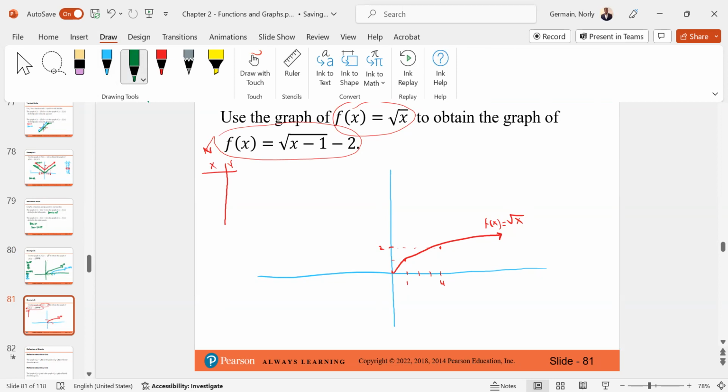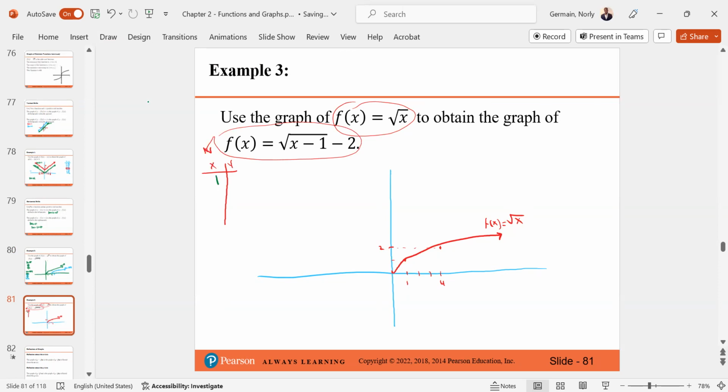We need to start with, for example, x, all right? We're gonna do that, that's reflection. So if x is 1, 1 minus 1 is 0. Square root of 0 is 0. So we're gonna have minus 2. So when x is 1, y is 0 minus 2, that would be -2. All right.